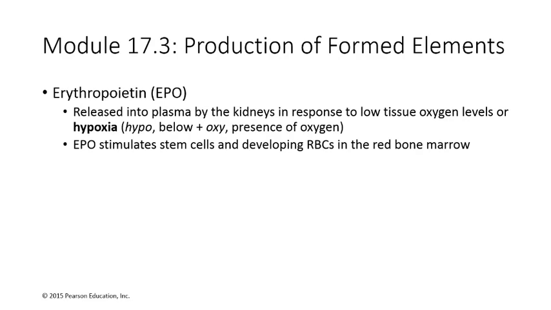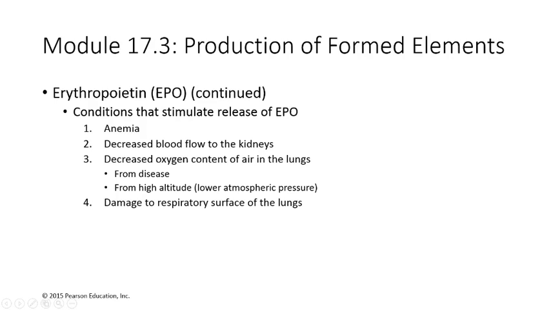The erythropoietin is important. EPO is an important hormone. It's released by the kidneys in response to low oxygen. And this EPO stimulates the stem cells and develops more red blood cells in the red bone marrow. So why would you make more EPO? Well, if you were anemic, with a low red blood cell count, or if you had decreased flow to the kidneys, they are going to respond to low oxygen or hypoxemia by releasing EPO.